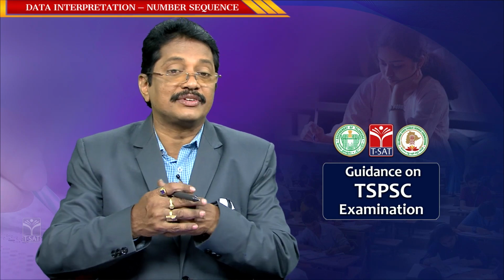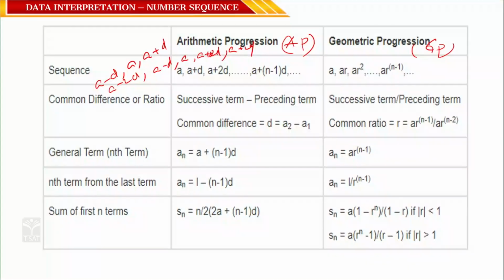Now, the common difference. Here, the difference between any two consecutive or successive numbers in the arithmetic progression is called the common difference. Means A2 minus A1 gives D, or An minus An-1 gives D. Is it clear? That is the common difference.